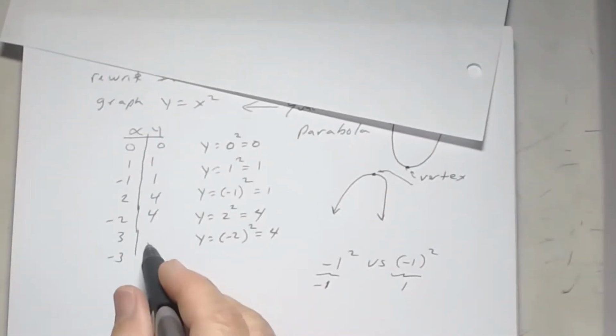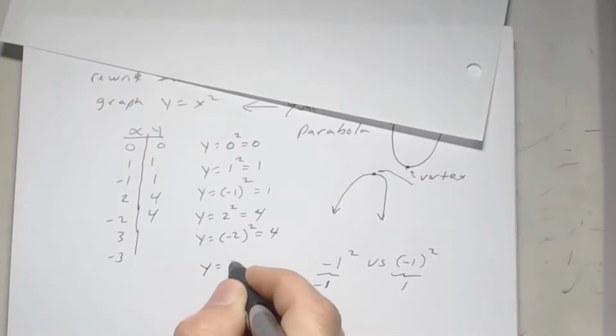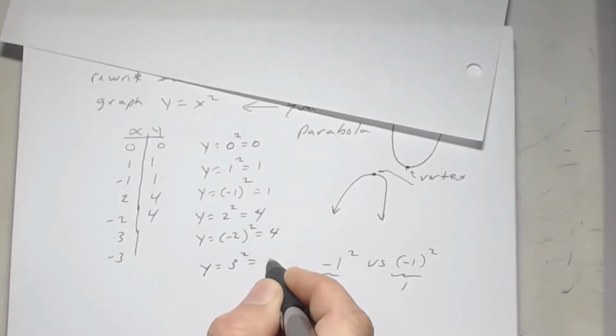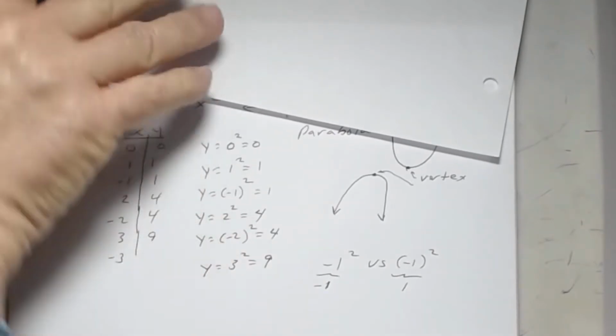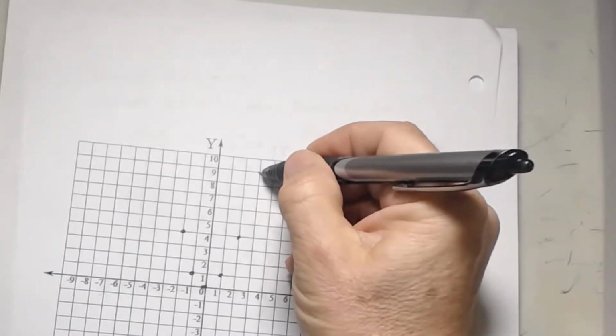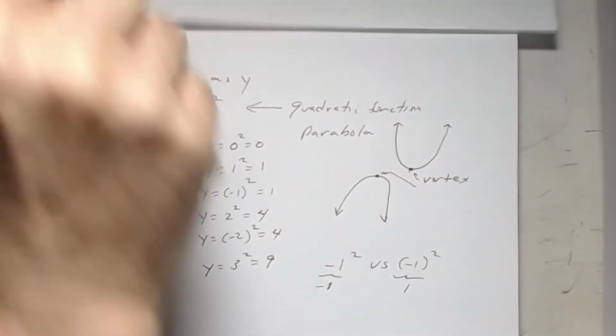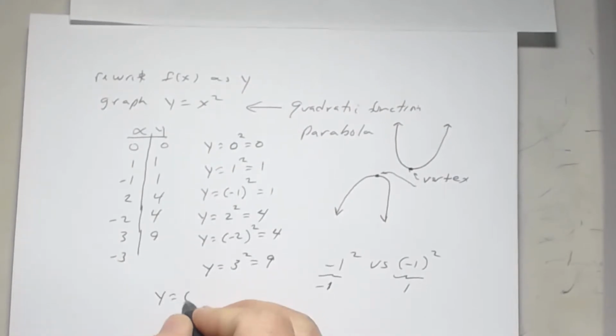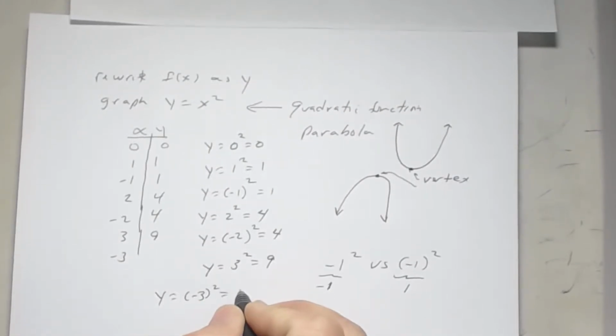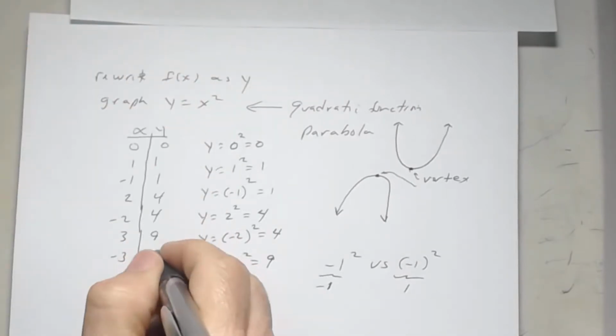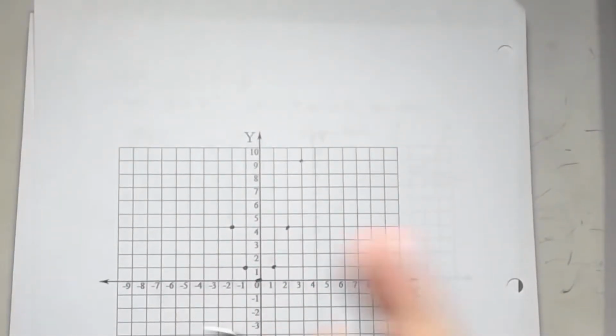And let's do the 3 and negative 3. When x is 3, I get y equals 3 squared, which is 9. So I plot the point 3, 9. So 3, 9 is here. And when x is negative 3, I get y equals negative 3 in parentheses squared, which is what? 9. All right.